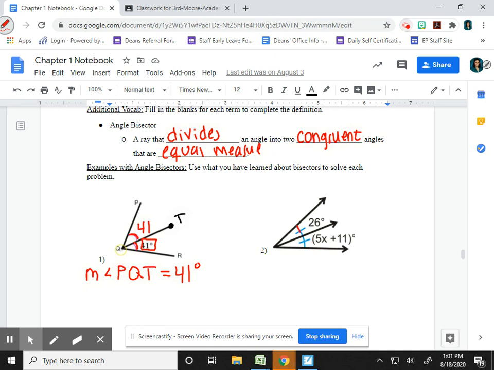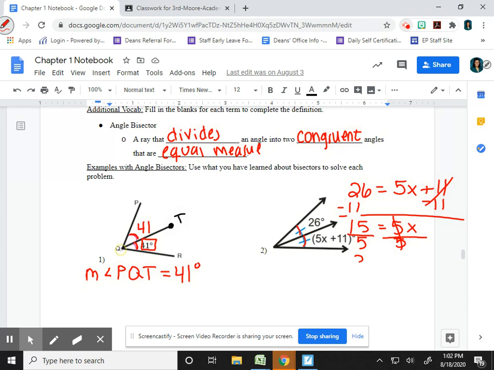Okay, the next one's a little bit harder because we're actually solving this. But what you know from these little lines right here is that they're congruent. Well, congruent means equal. So 26 is equal to 5x plus 11. So now you need to solve this for x. So the first thing you're going to do, so now I have, mental math, that's a 5, not a 3. 15 is equal to 5x. Then you're going to isolate the variable by getting rid of the 5, and that 3 is equal to x.